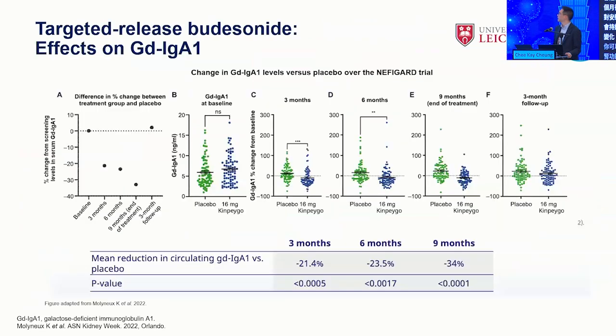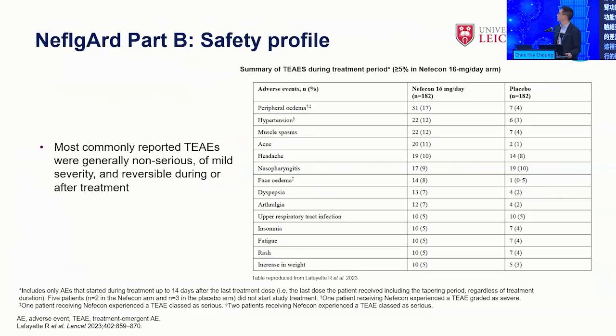Here's work done again in the laboratories in Leicester, led by Jon, showing this reduction in Gd-IgA1 levels to around 34% compared to baseline, and then they return back up to baseline once treatment is stopped. But having this immunomodulatory effect on those Peyer's patches and B-cell production of IgA. And patients do report some steroid-related side effects in a proportion of patients, maybe around 10 to 15%, affected by symptoms such as peripheral edema, hypertension, muscle spasms, and acne. But most of these were mild or moderate in severity.